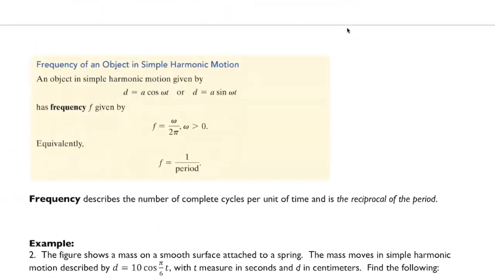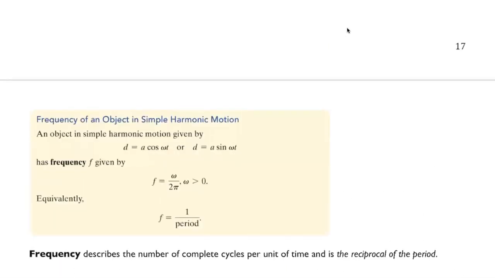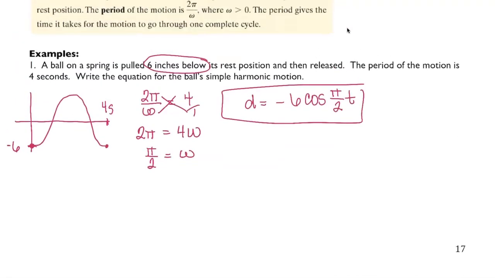Now, there's one extra thing that we like to consider with these, and that is the frequency of an object in simple harmonic motion. If you look below the box there, the frequency describes the number of complete cycles per unit of time, and it's the reciprocal of the period. So if we think back to this one here, it took us 4 seconds to complete one full period. If we want to know how much of the period it covers per second, then that would be 1/4 of the period per second. That's the frequency, is 1/4.